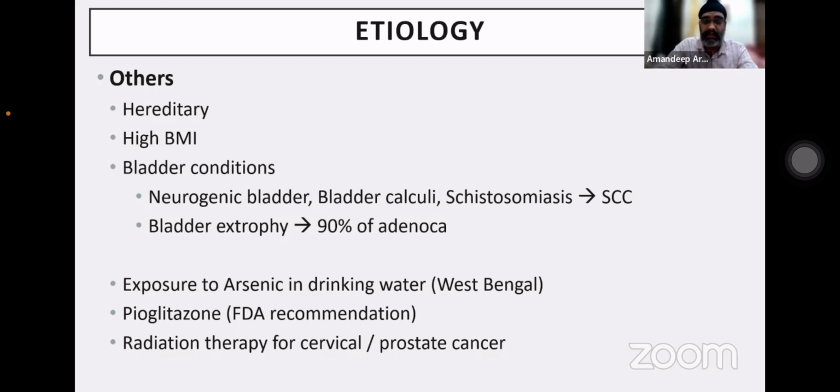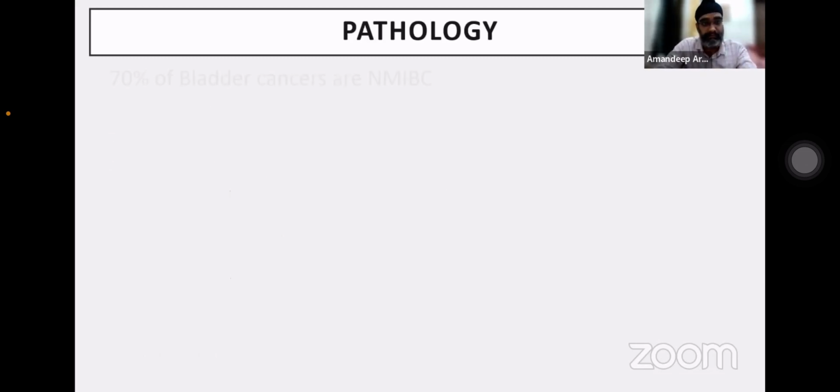Bladder exstrophy is a congenital condition seen in children. And later on in life, if they do develop bladder cancer, 90% of these cancers are adenocarcinomas and not urothelial cancers. People in West Bengal, because they have exposure to arsenic in drinking water, this has been postulated as one of the causes. Pioglitazone is an anti-diabetic medication. The FDA recommends that physicians should not use pioglitazone in diabetics who have risk factors for bladder cancer. And also radiation therapy for cervical and prostate cancer. Radiation therapy anywhere in the body has a side effect of causing secondary cancers. So with any radiation therapy to the pelvis, you are at risk for bladder cancer again.